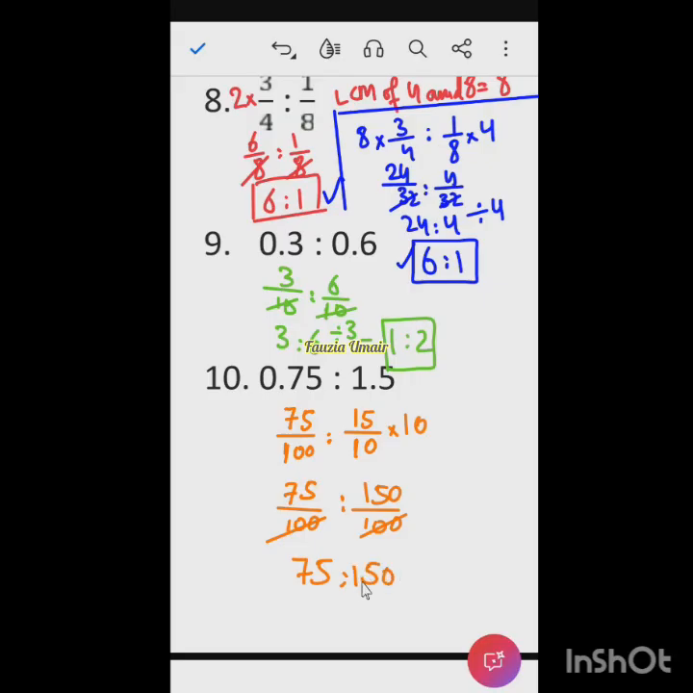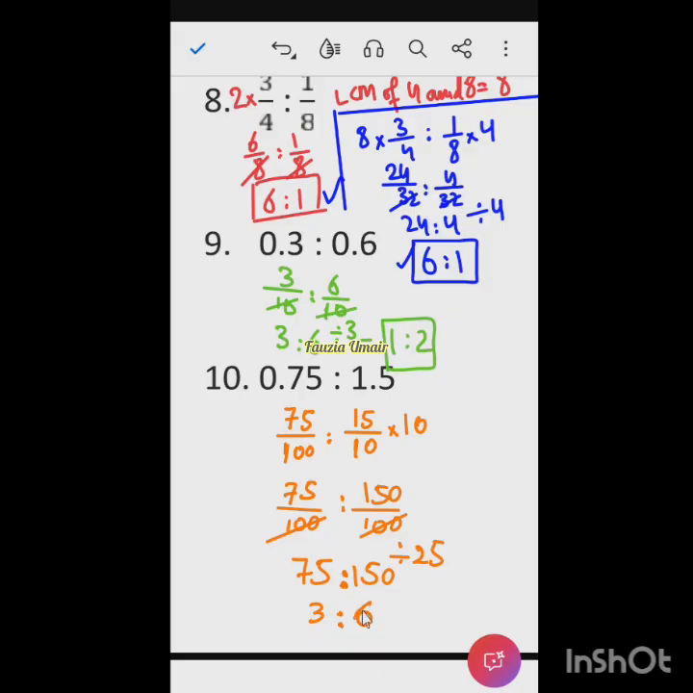So now with which number can I divide? Ma'am, I think with 25. Yes, with 25. Very good. 25 is the biggest divisor. So what will come here? Ma'am, the two threes are 75 and 150. 3 and 6 are. Very good.